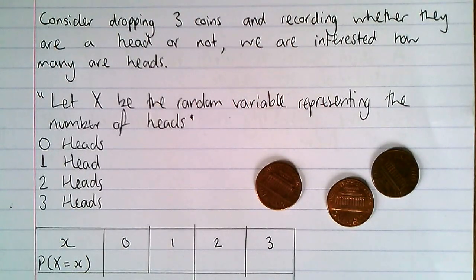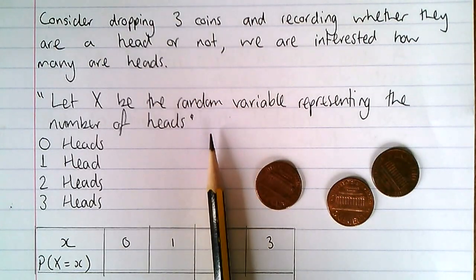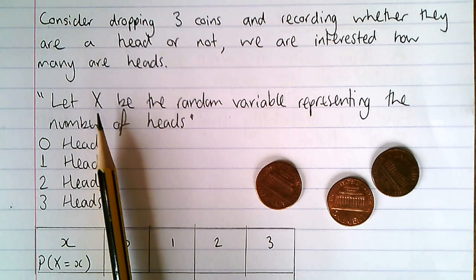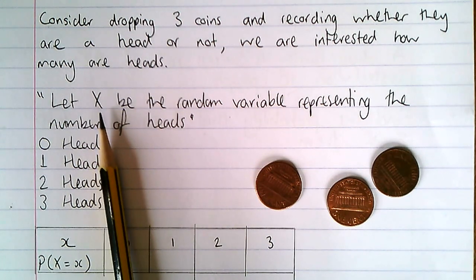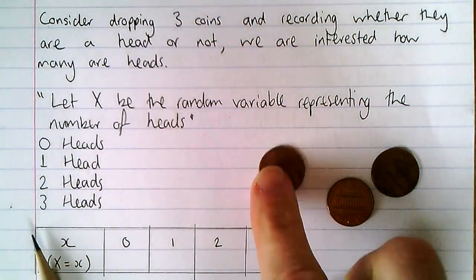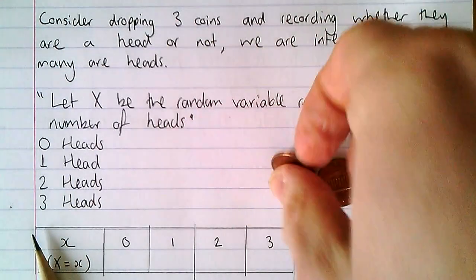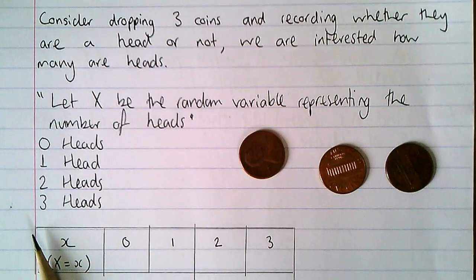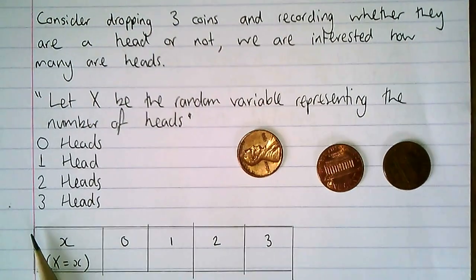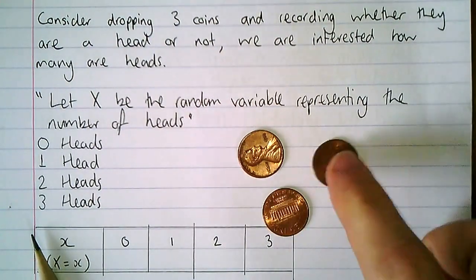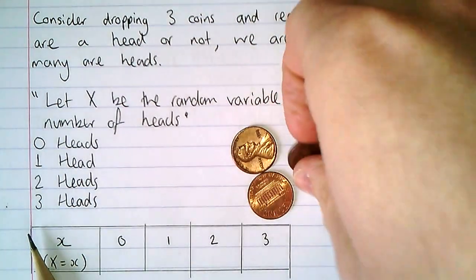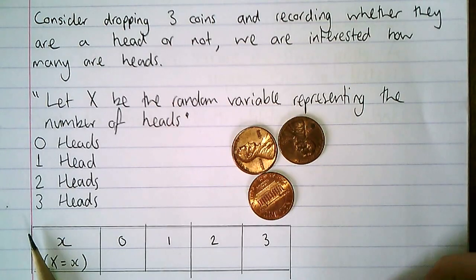We're interested how many heads there are, so we've got this statement here: let X be the random variable representing the number of heads. Essentially what we're saying here is that this large X represents the number of heads that we could have. So here I've got 3 tails, and here is an example of where I've got 1 head and 2 tails. I don't know if that's maybe a bit too dark for you to see. Is that a little bit better? There we go. So we've got 2 tails and 1 head. I could have 2 heads, 1 tail, and so on.